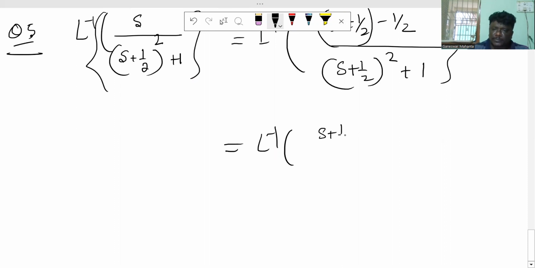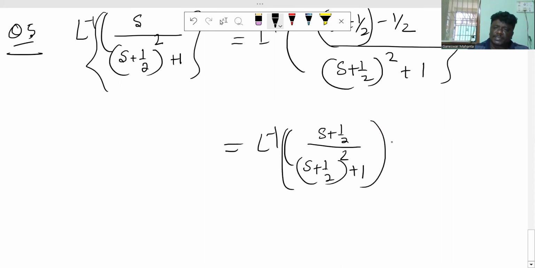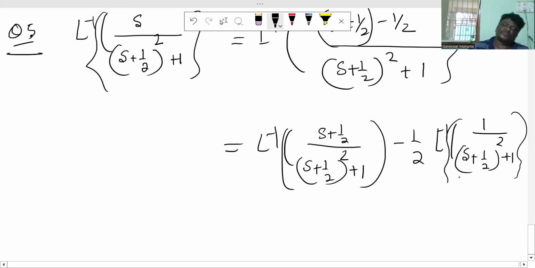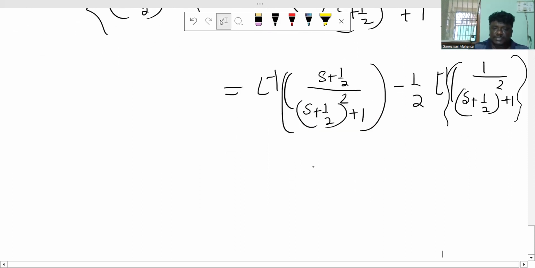s plus 1/2 divided by s plus 1/2 whole square plus 1, एक टर्म सेपरेट कर देते हैं, माइनस 1/2 L inverse of 1 by s plus 1/2 whole square plus 1. This is also another part of this function. Just you can see this is the shifting theorem we have to apply here. So a is -1/2. So e to the power -1/2 t हम बाहर में ले लिए हैं.